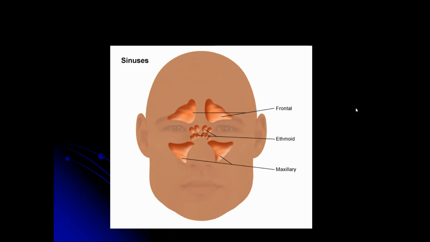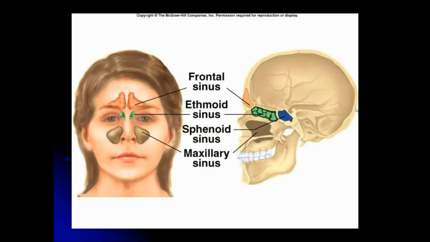They act sort of like the body of a guitar. Sound resonates here, and it changes the timbre, the pitch of your sound. It also changes the loudness of the sound. And so if you look here, they're named for the bone that they're located in. So we have frontal sinuses, ethmoid sinuses, sphenoid sinuses, and maxillary sinuses.